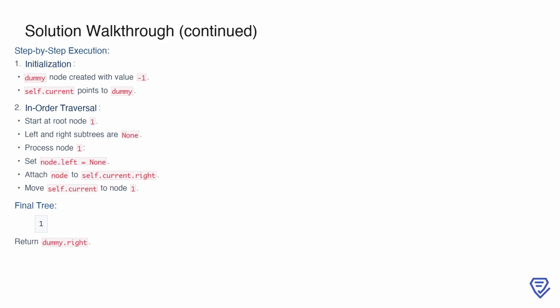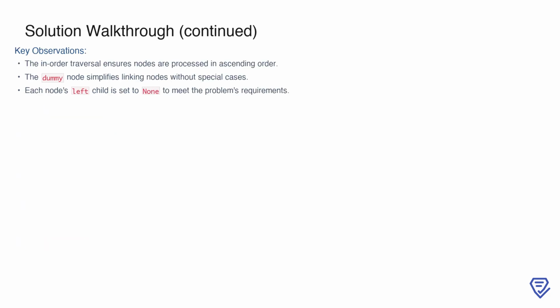We disconnect its left child by setting node.left to none, attach it to the right of self.current, and move self.current to node 1. The final tree is simply node 1, and we return dummy.right as the root of the restructured tree. There are a few key observations to highlight about this solution.